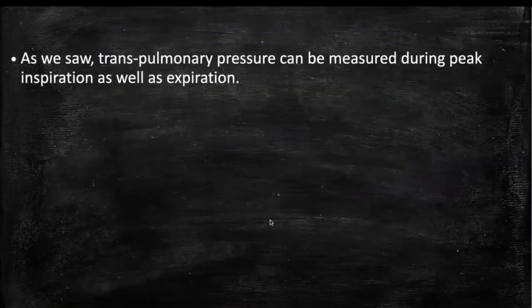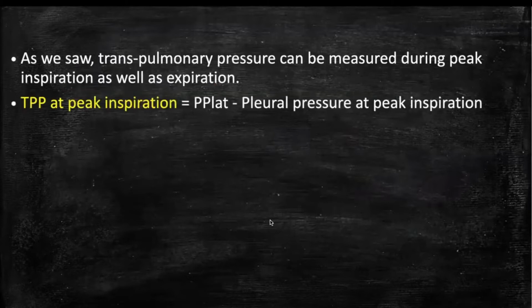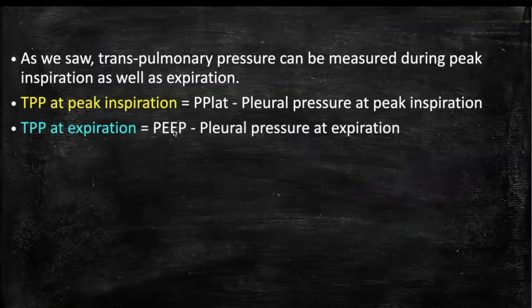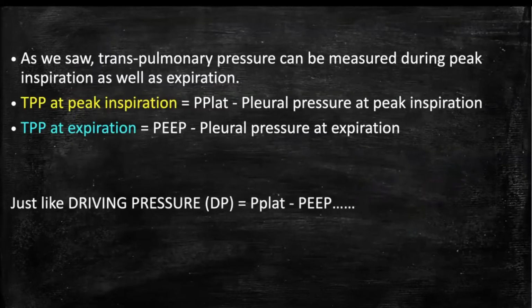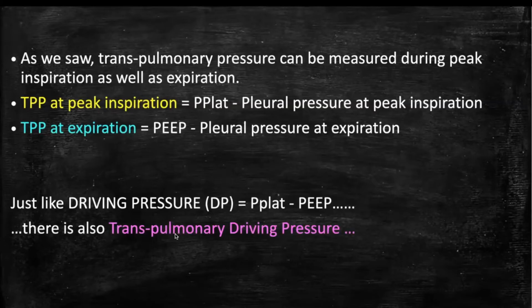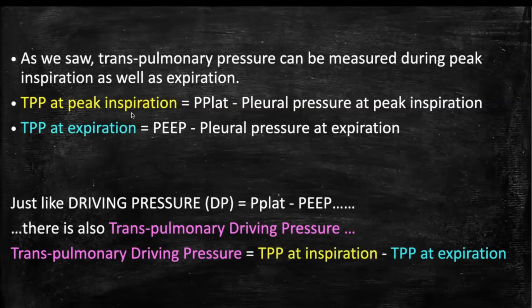So, as we saw, transpulmonary inspiratory pressure is the plateau pressure displayed on the ventilator minus the pleural pressure measured at the peak of inspiration. You can have a transpulmonary pressure at expiration, that is the positive end-expiratory pressure displayed on the ventilator minus the pleural pressure at expiration. Just like driving pressure, which we saw earlier, is plateau pressure minus PEEP, you can have a transpulmonary driving pressure, that is transpulmonary pressure at peak inspiration minus transpulmonary pressure at expiration. So you can calculate this also. Further discussion on this topic is beyond the scope of this lecture, but these are terminologies we are supposed to know as far as pulmonary mechanics is concerned.